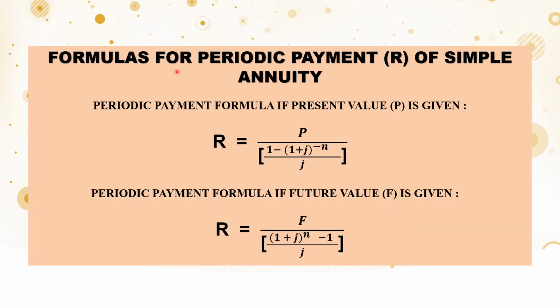The formulas for periodic payment or R of simple annuity are the following. For periodic payment, if present value is given, we have R equals P over the quantity 1 minus the quantity 1 plus j raised to negative n over j. And if future value is given, we have R equals F over the quantity 1 plus j raised to n minus 1 over j.